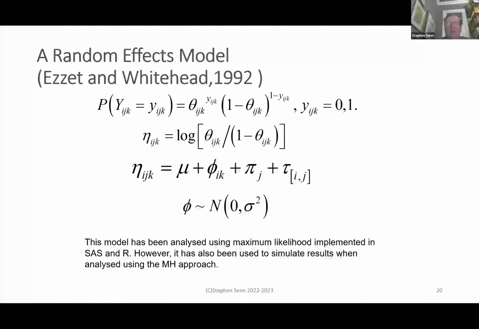So we can use the random effects model of Etzet and Whitehead again. Here we have it actually at the level, however, of the individual cycle. Before, it was at the level of the preference for the cycle.